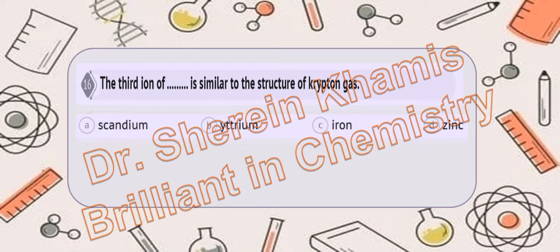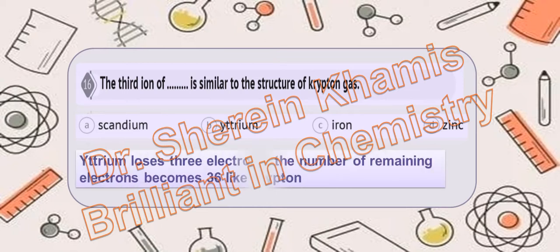an inactive element. If we concentrate, we will find that yttrium loses 3 electrons, and the number of remaining electrons becomes 36, and it will be similar to the nearest inert gas, what? Krypton. Okay, we have our choices here, letter B. Let's go to question 17.